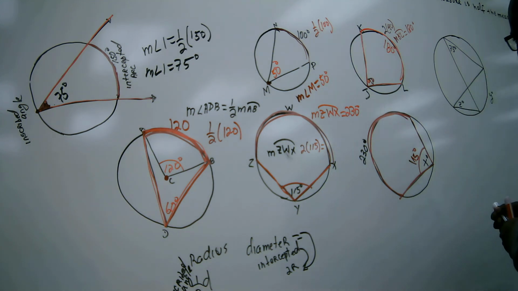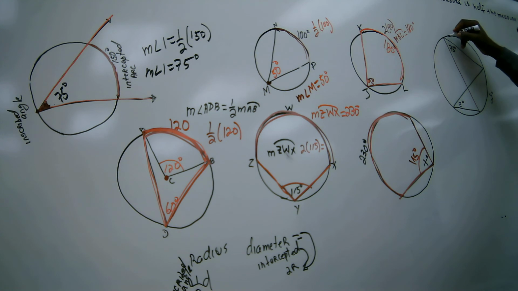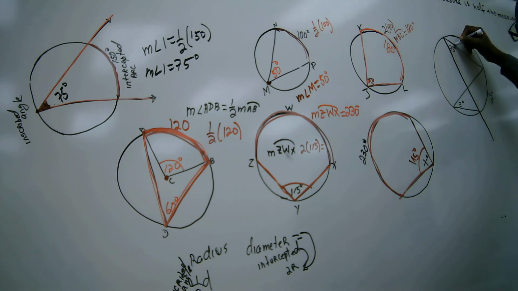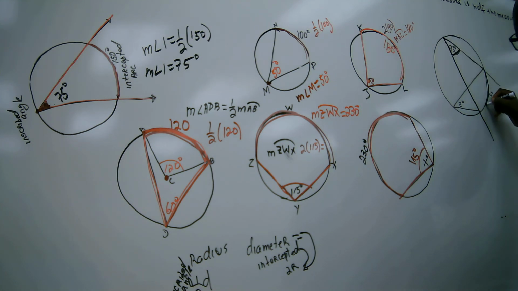Last one. I have this inscribed angle here. The inscribed angle is 75. And this is my intercepted arc. Therefore, in order to find the intercepted arc, I have to multiply my inscribed angle by 2. That will be 2 times 75, which gives me 150 degrees for the intercepted arc. Y will be 150 degrees.